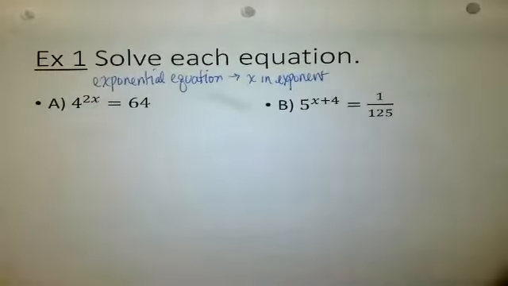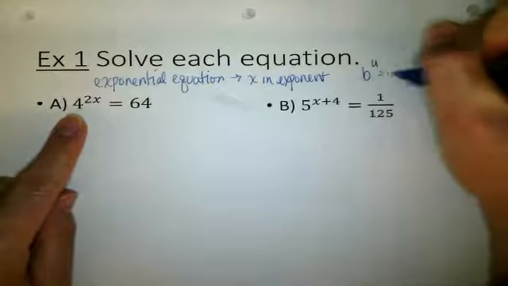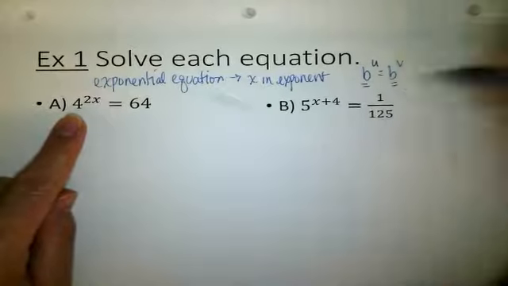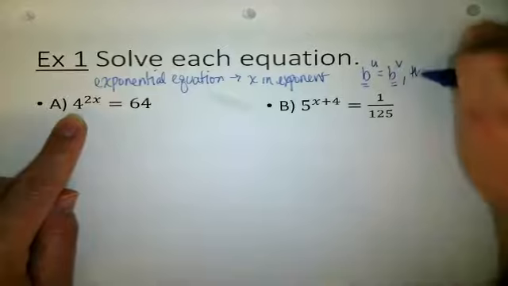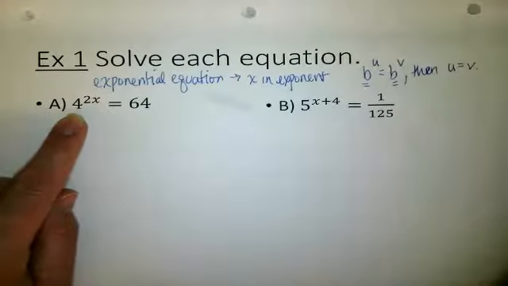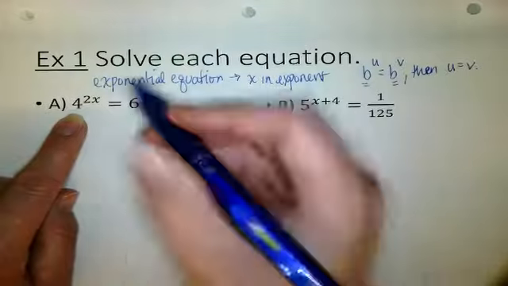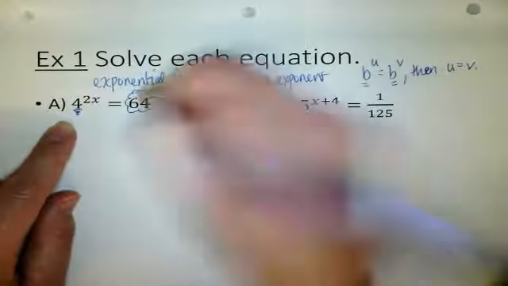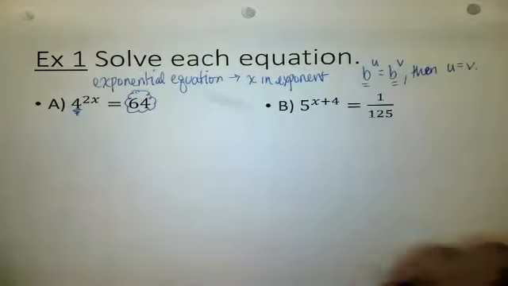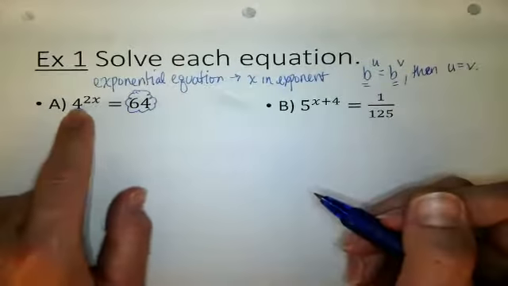And the other thing I can think about is our one-to-one property, which says if b to the u equals b to the v, if the bases are the same, then my exponents must match. U will equal v. So what I want to do is, this has a base of 4, and I'd like to rewrite 64 using powers. And so I want to use the same base of 4.